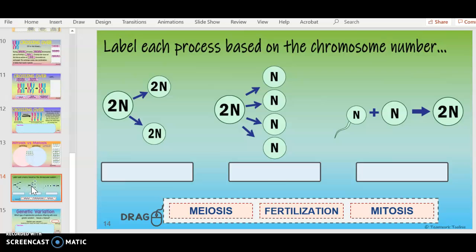Over here should be pretty easy, comparing the processes. So when you go from a diploid cell to more diploid cells and they are identical to each other and you only make 2, versus when you start with a diploid cell and you make 4 that have half the number of chromosomes. And this is a sperm and an egg coming together to make a body cell. So here are your 3 processes. Put those where they belong.